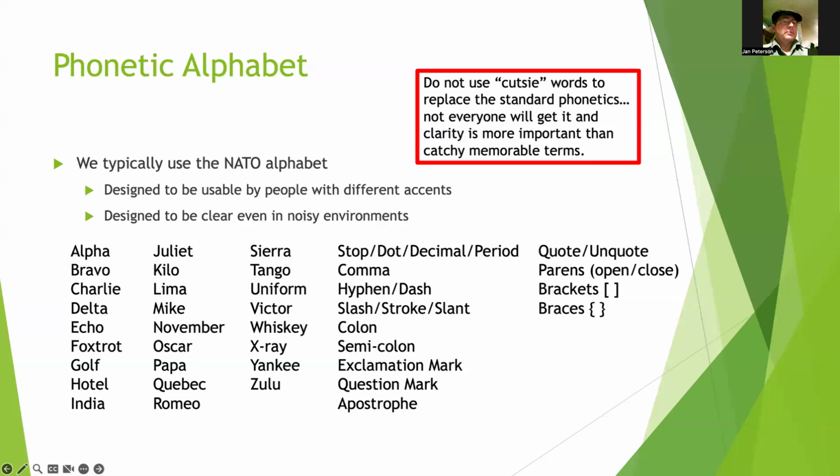I do have a page on the website called the Phonetic Alphabet, and it has a version of the phonetic alphabet that is terrible. For example, I is in I, right? So, things like that. It's a funny joke. Don't use it in real life, right?